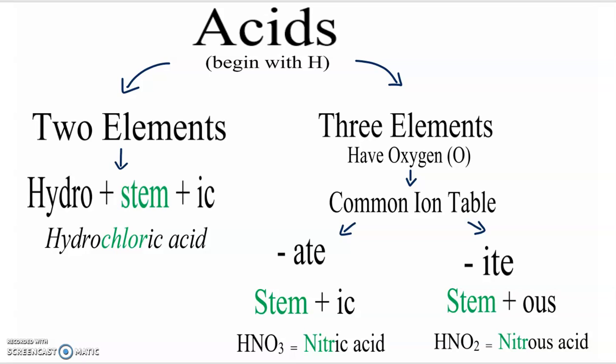Again, if I have ite, however, so if I have nitrite or NO2, I take the stem of the anion again, and I add ous. Ite goes with ous, ate goes with ic. One way to remember this is to use the phrase "I ate something and got sick," and then that will help you remember what goes with what.